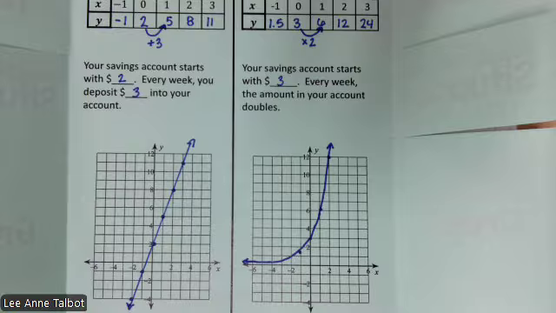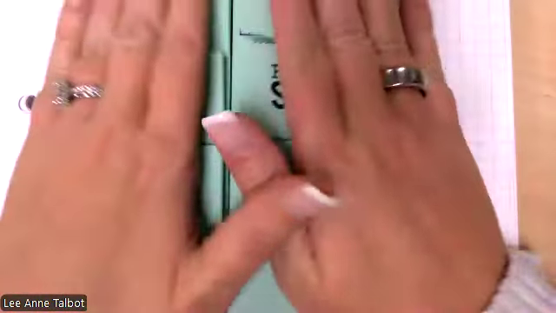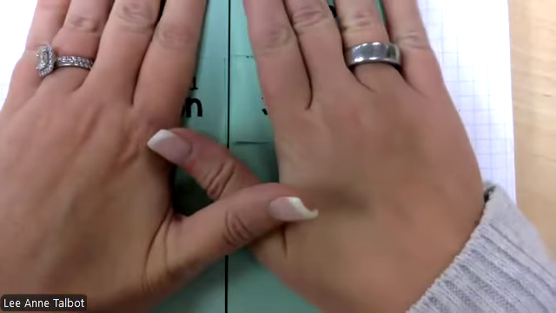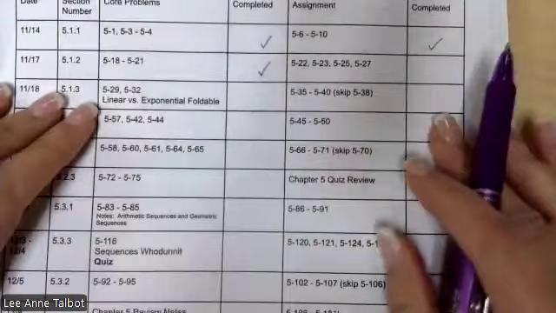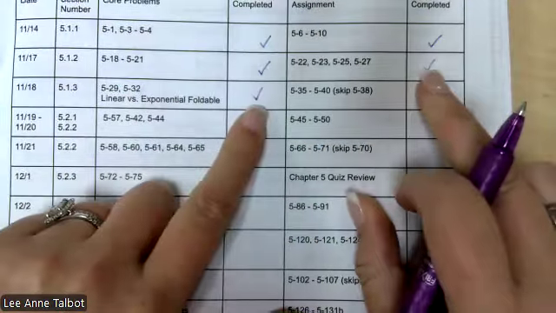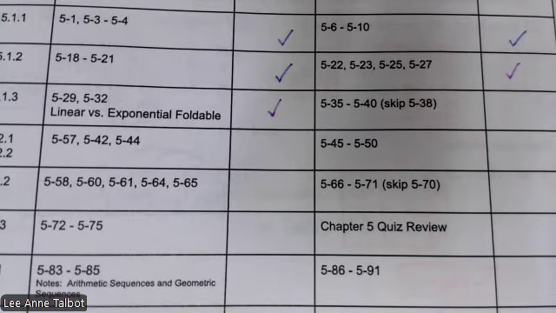Okay, can you guys please look at your stamp sheet? Okay. What do I need to stamp? This and this, correct? Okay, and then homework is 35 to 40, skip 38, which I'd like you to work on right now, please.